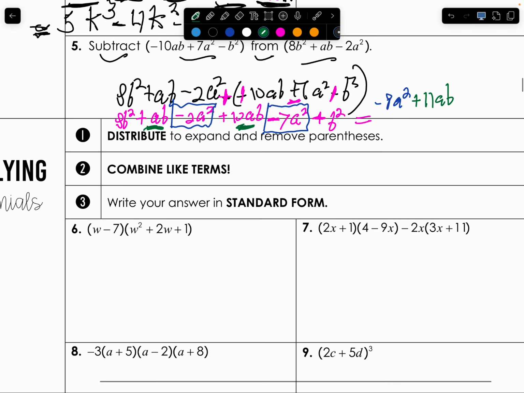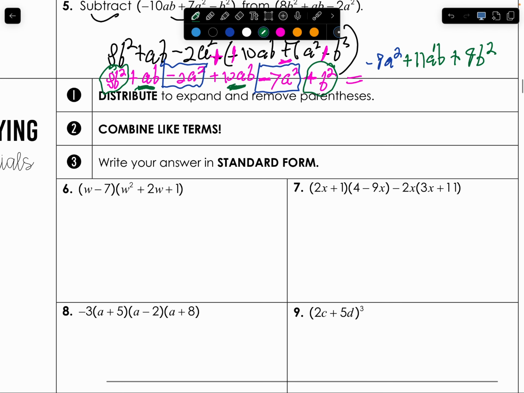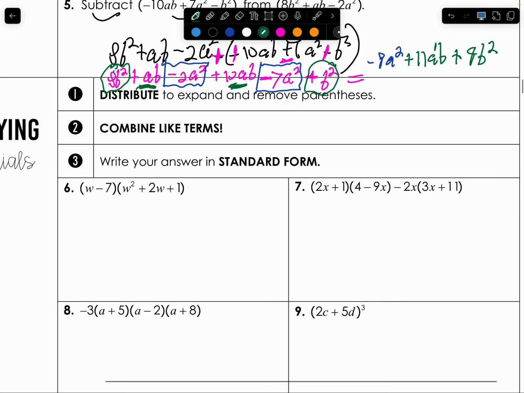Okay. Any a's to the 0? We got a to the 2, a to the 1. We need a to the 0, which means there's no a's in it. Well, that's pretty easy. That's this one and this one. So it looks like 8b squared plus 1 more b squared is 9b squared. And that is in standard form: the a squared, a to the 1, and no a.